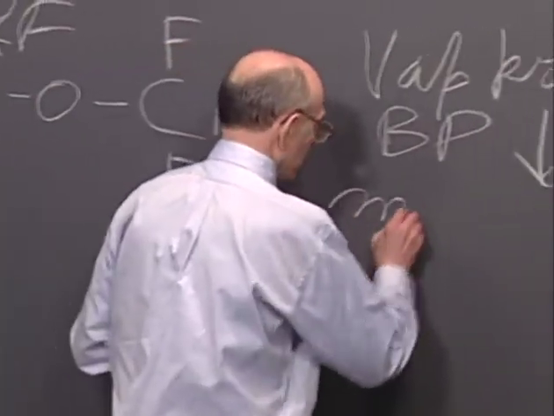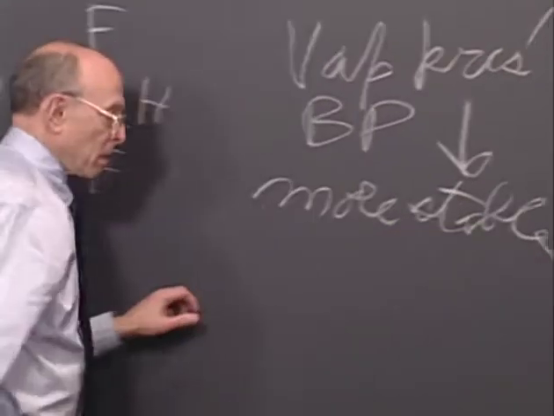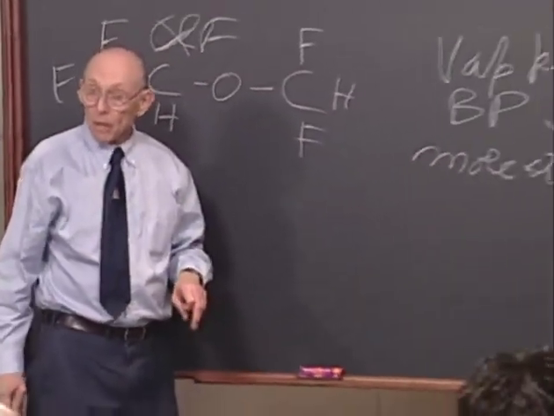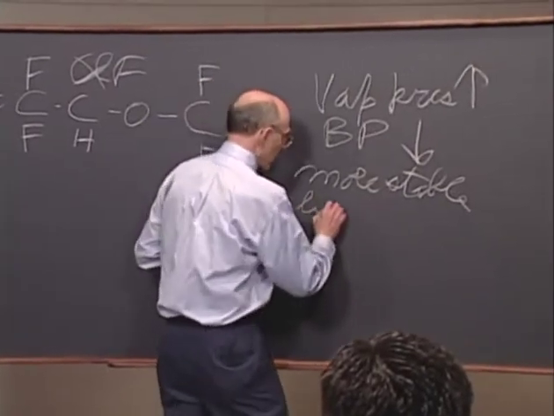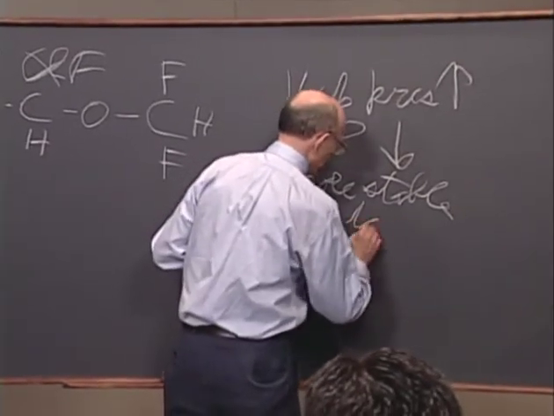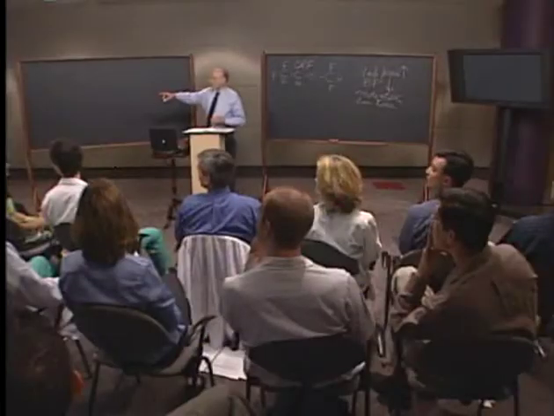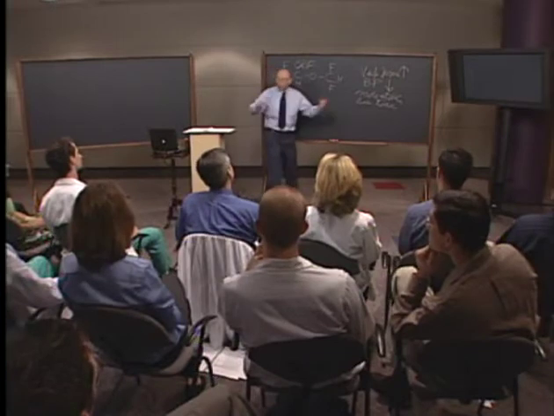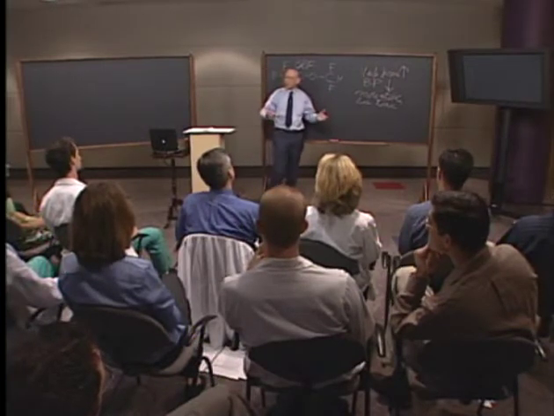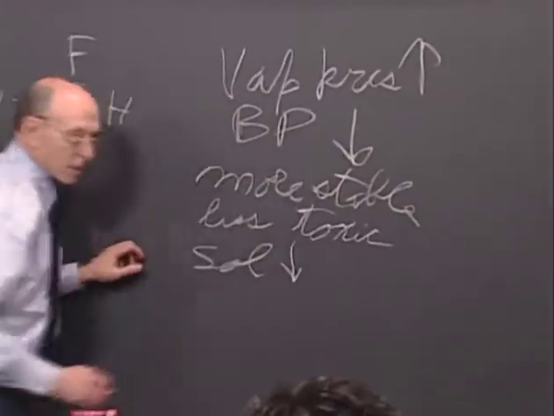It's less biodegradable. It's more resistant to degradation, so it's more stable. And maybe less toxic because of that. We'll get into that in our discussions of hepatotoxicity and nephrotoxicity. Anything else? Any change in the physical characteristics? Solubility decreases. That was the whole point of this. That was why we changed from chlorine to fluorine. So solubility goes down. Good answer.